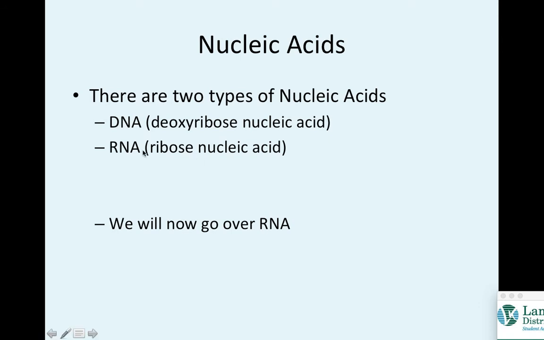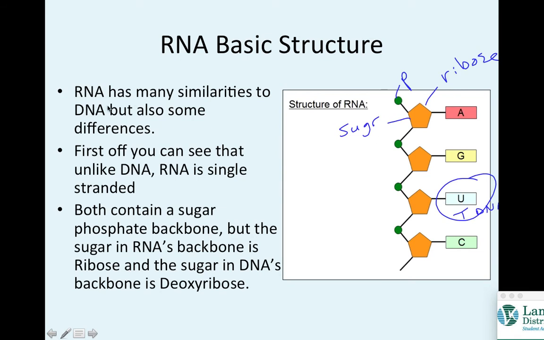So that's DNA. Now we're going to cover RNA. We'll go a little bit quicker because we've got all the basics down. So here's RNA. It's going to have the same basic idea. We're going to have a phosphate, a sugar, and then a base. But it's only going to be single-stranded, one of the big differences.